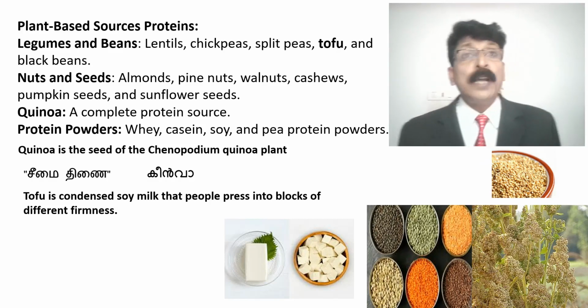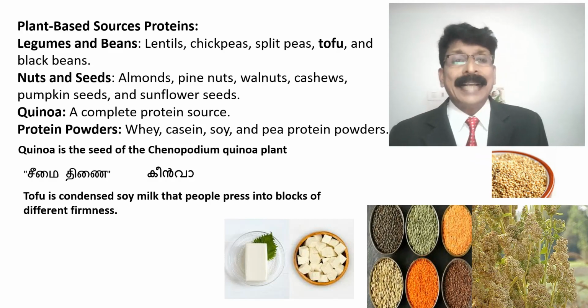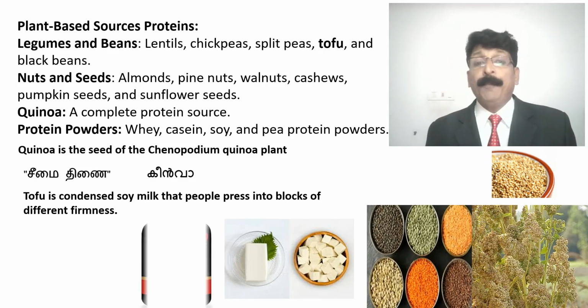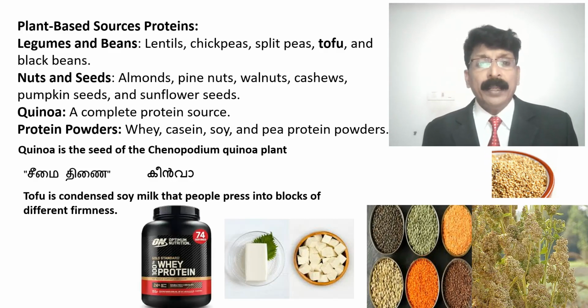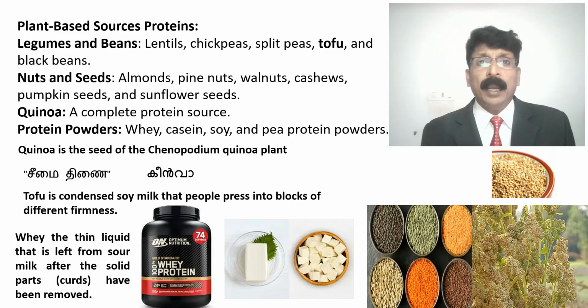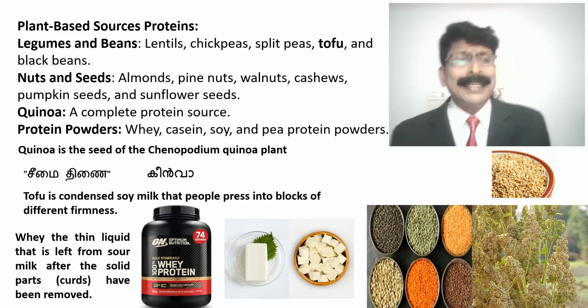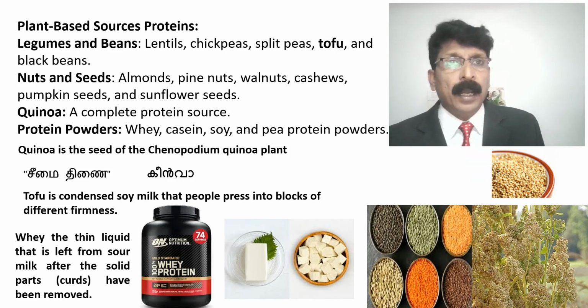Protein powders like whey, casein, soya and pea protein powders. Whey is a protein, a thin liquid that is left after sour milk, after the solid part, the curd, has been removed.